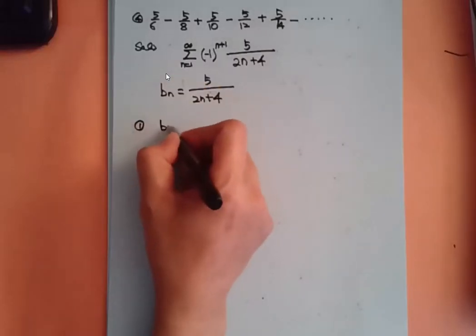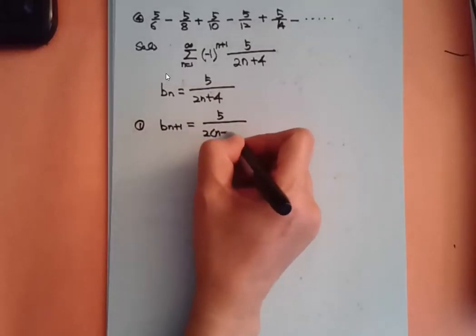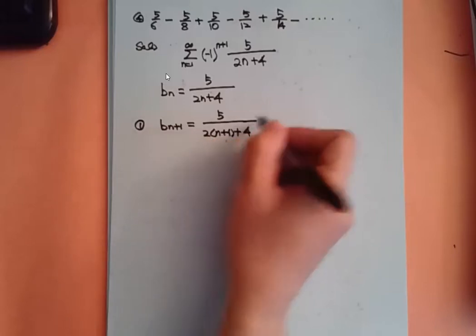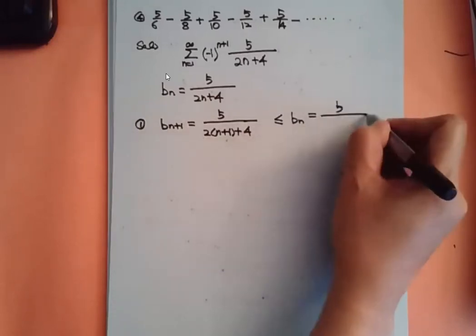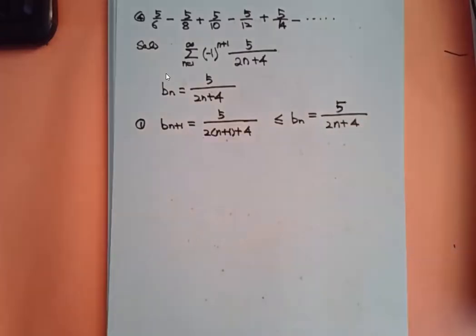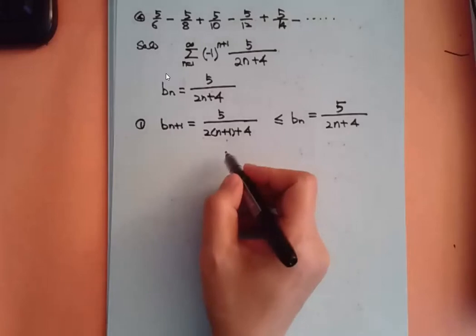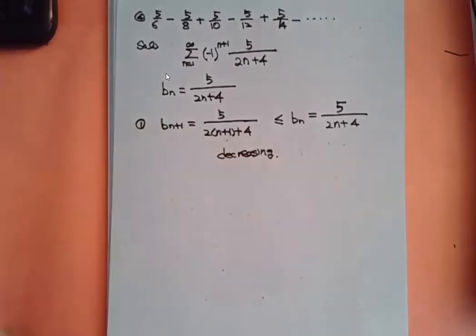So we think about bn plus 1, and then that is 5 over 2 times n plus 1 plus 4. And then bn is 5 over 2n plus 4. So we can easily check that this is decreasing. So that is very apparent.